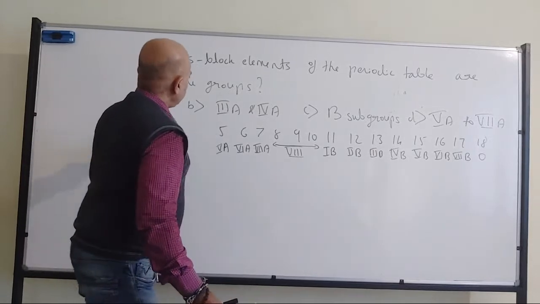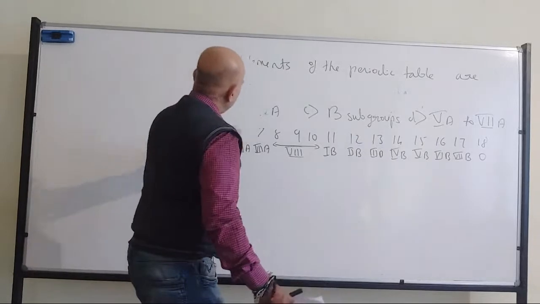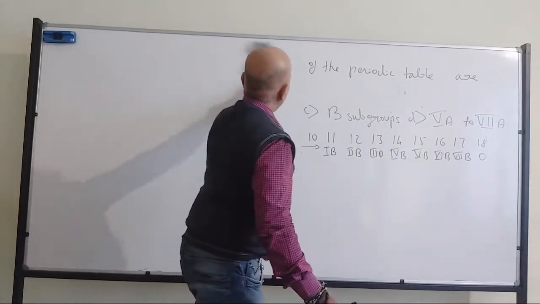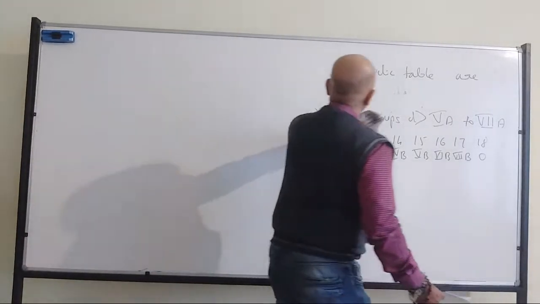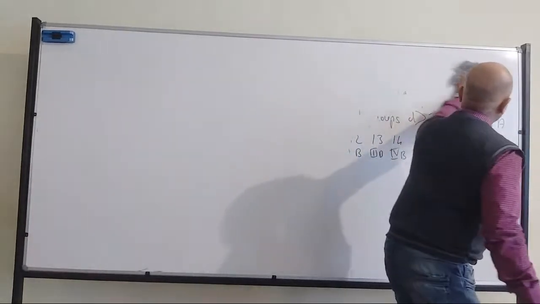All of you have understood? Fine. So this old type of Roman numbering is there in your periodic table in the textbook. NCERT book also they have given. Okay, have a look at that.